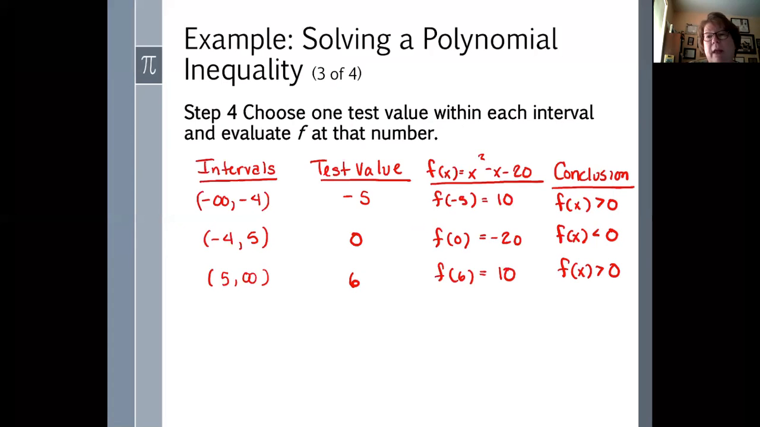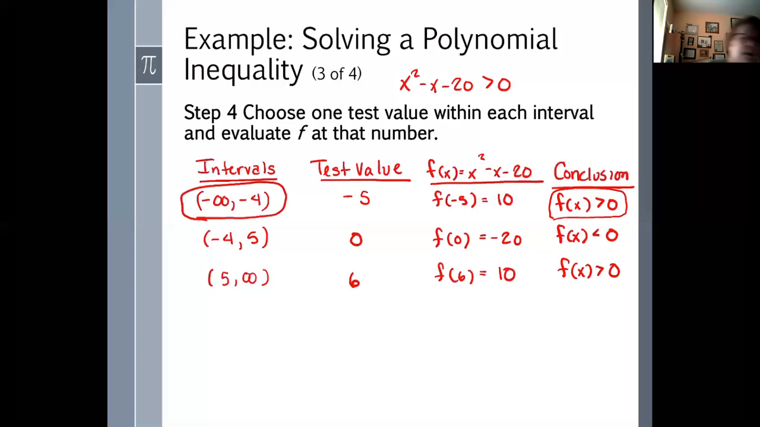Okay, so now we have our conclusion, and we're going to look at our original function. Our original function was x squared minus x minus 20 is greater than 0. So are there intervals for which this function is greater than 0? And the answer is yes. In the interval from -infinity to -4, the function value, when I evaluated my function, was positive. It was greater than 0. So this is true for any point between -infinity and -4.